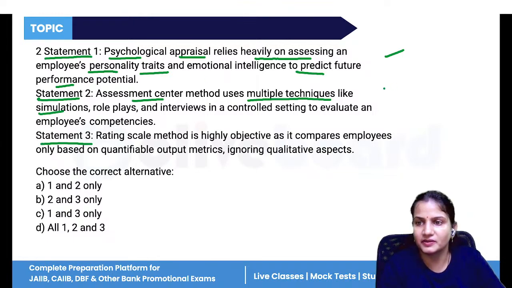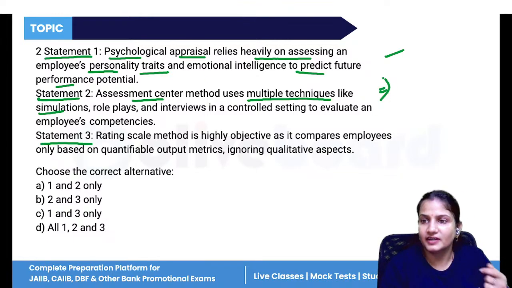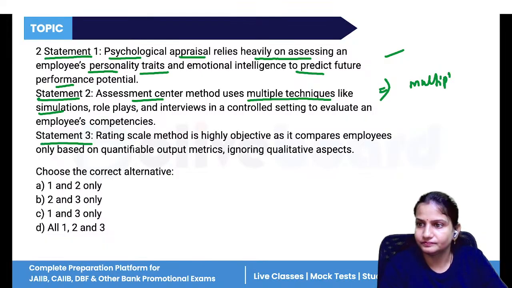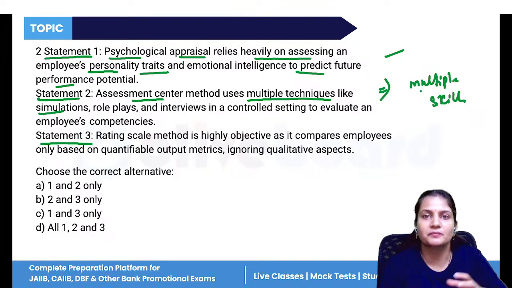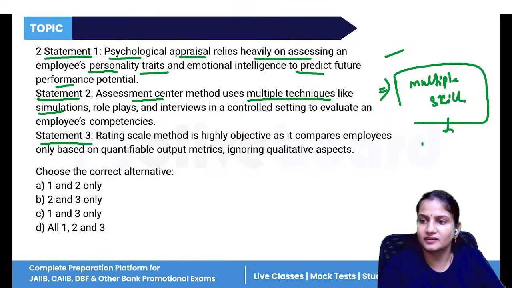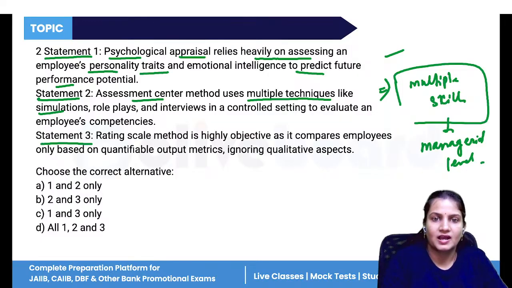So assessment center method is a method which tests your multiple skills. Here, multiple skills of the employee are being tested. And who checks the multiple skills? It is always done at the managerial level. So it uses multiple techniques like simulation, role play, interviews, case study, in basket exercise, different techniques, and in that the candidate is being assessed. Yes, this statement is also correct.